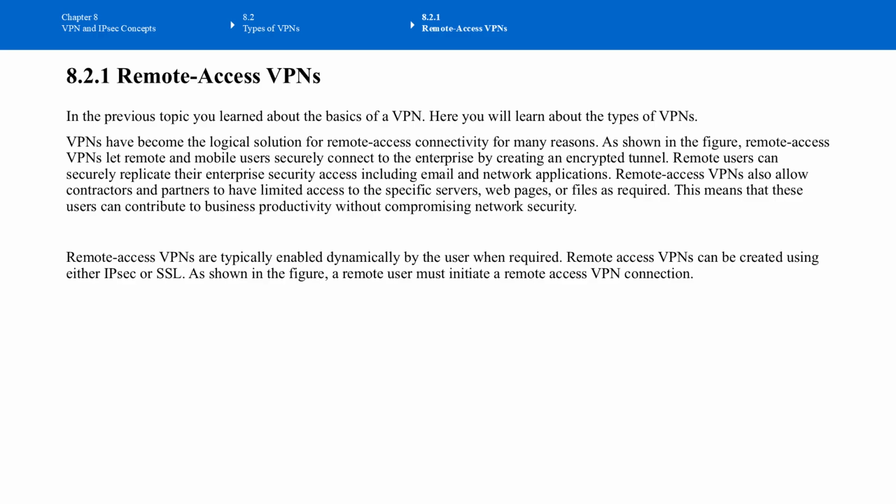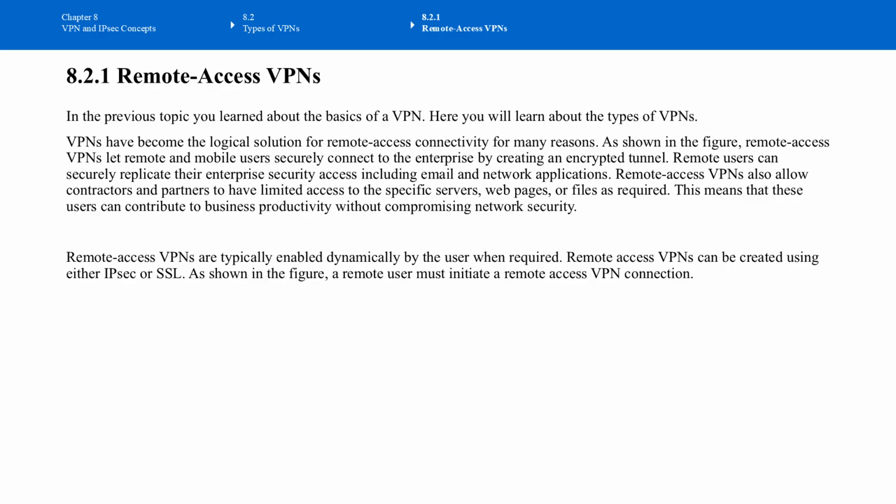We have the remote access VPN. This allows remote or mobile users to securely connect to the enterprise network over the internet. That creates an encrypted tunnel between the remote user and the enterprise. It gives remote employees secure access to resources such as email, network applications, servers, and files.